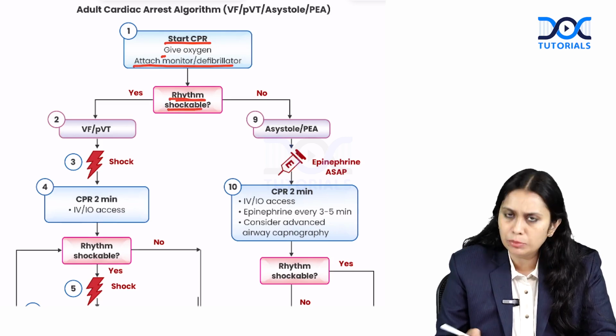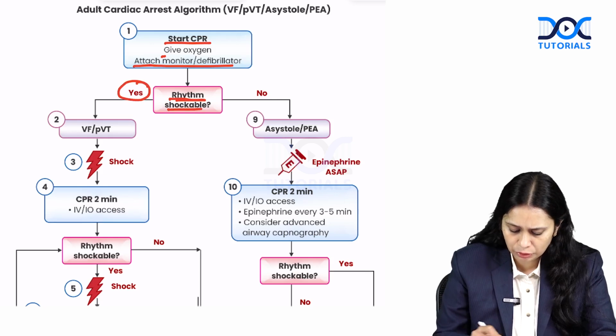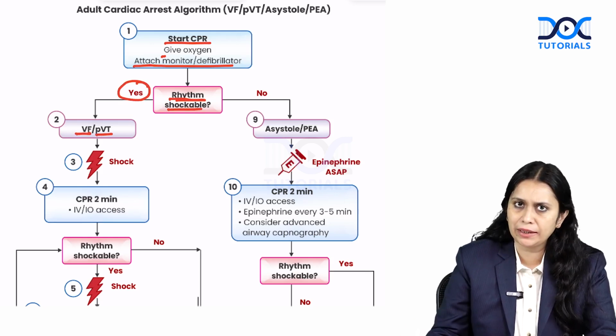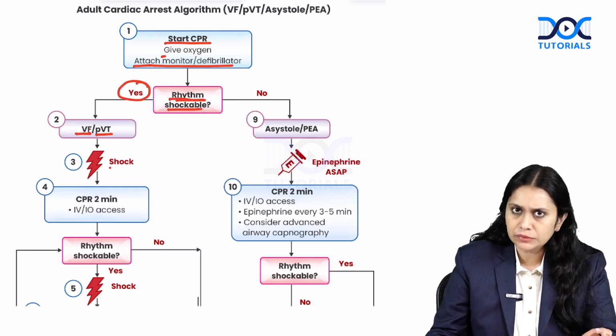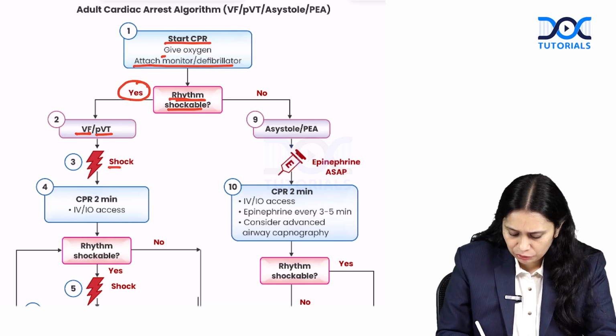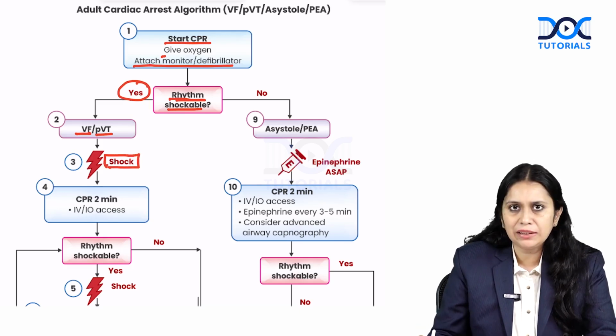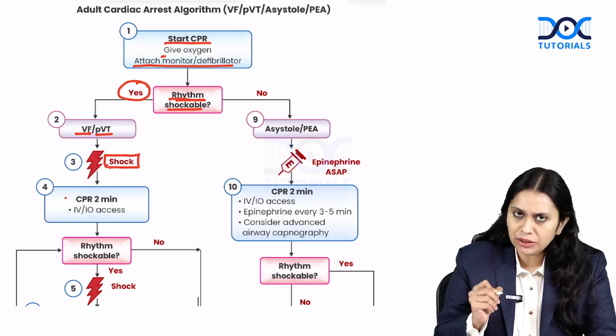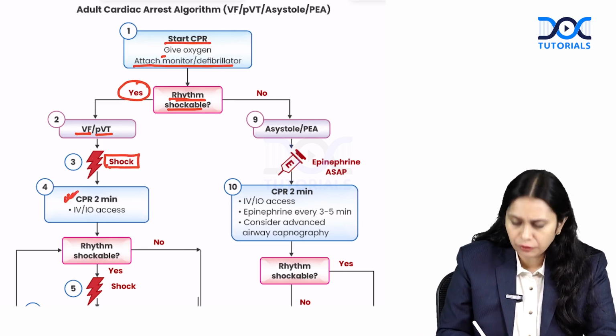If the rhythm is shockable or not. So the rhythm is shockable. What would be the rhythm? It could be either VF or pulseless ventricular tachycardia. So what we do, we give a shock as soon as possible. We try to charge the defibrillator and give the shock as soon as possible. Okay, we give the shock and then continue CPR for 2 minutes.